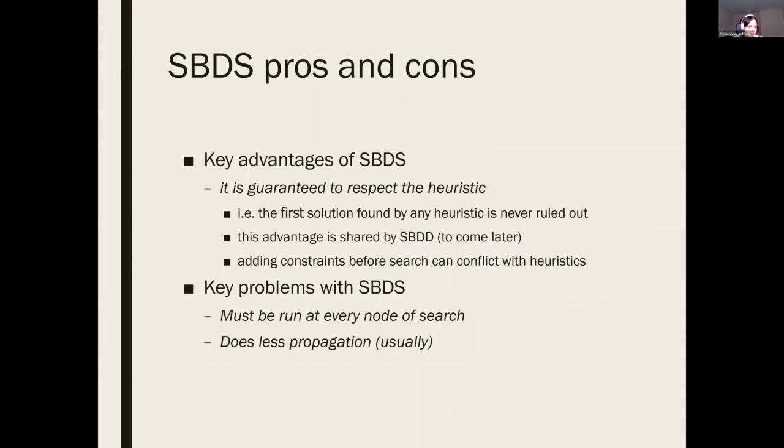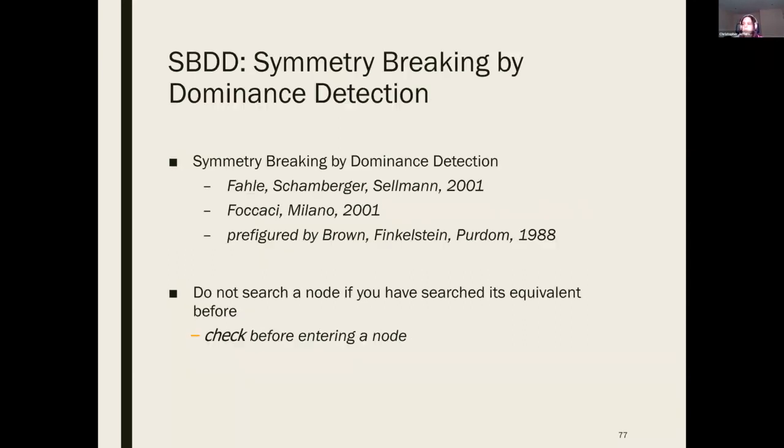Also, Lex constraints, assuming your solver implements them with GAC propagation, can propagate in advance, whereas this reasoning only applies after you've done the search. It doesn't propagate forwards. There is also symmetry breaking by dominance detection, which is a very similar idea.